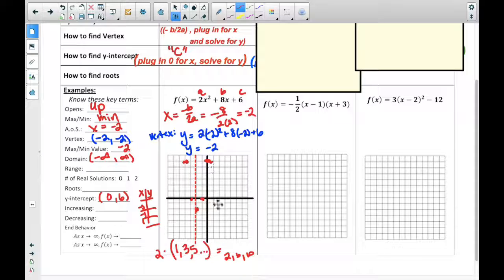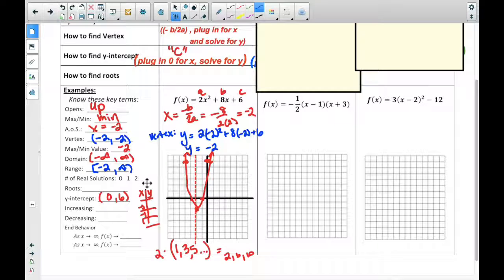If we had it already and we do it by the 1, 3, 5 and it works, then we're good. Okay, so your parabola should look something like this. So now we can talk about some of the other answers on our text box here. Our range is from negative 2 to infinity, and we include that negative 2 because it is part of the range.